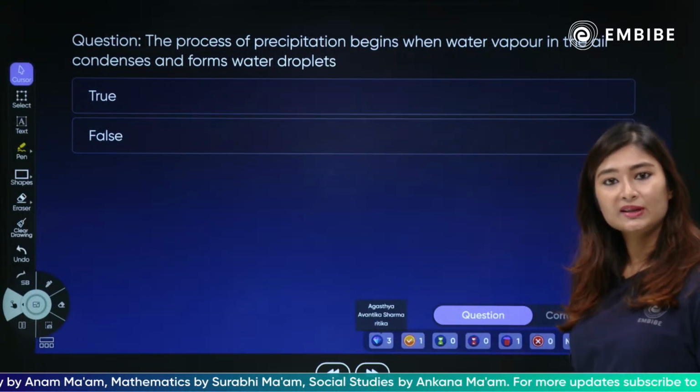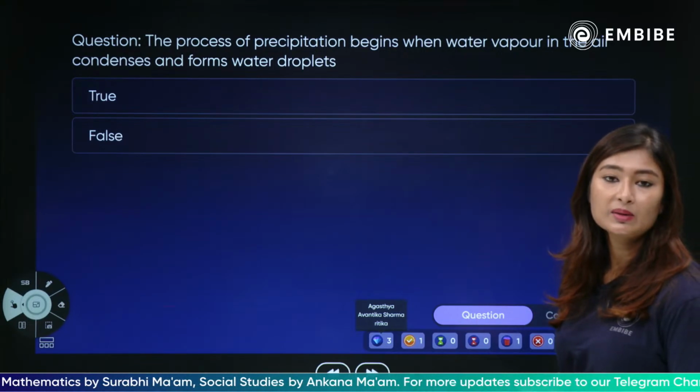Agastya, Avantika, Ritika, absolutely correct answer. Perfect. ठीक है. What is the meaning of replenish?